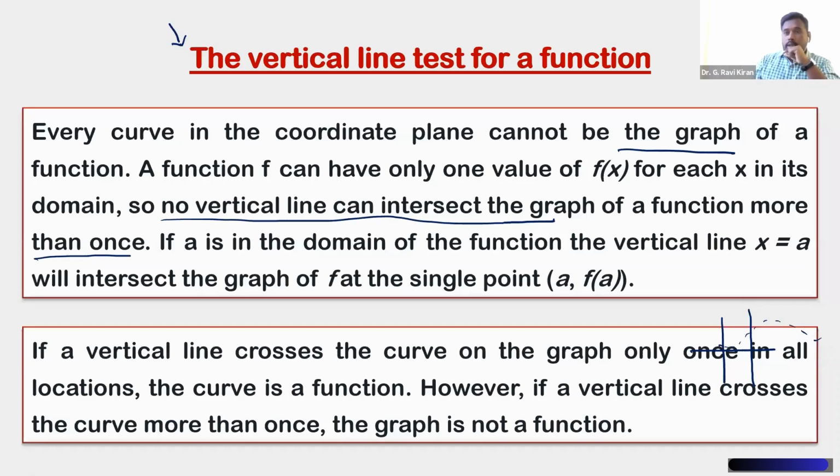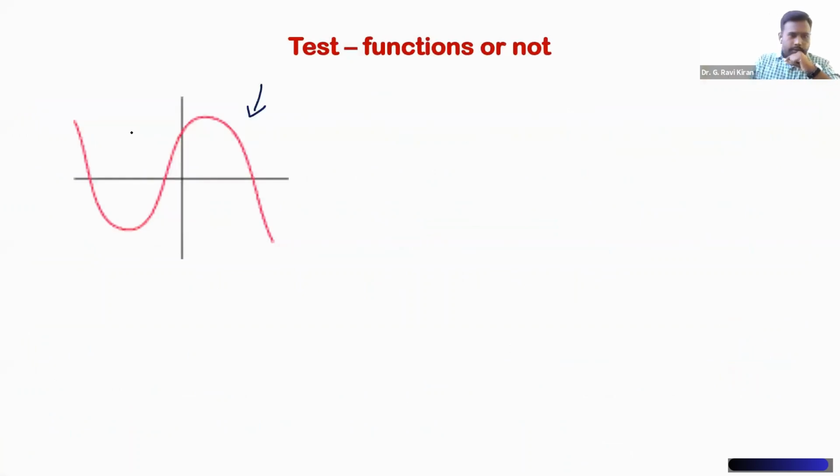In case any vertical line crosses the graph at more than one location, then you cannot take it as a function. Now let us take a few examples and try to identify whether they are functions or not. Look at this function. We don't know what the function actually is, but I gave you the graph of this function in red color. Try to respond to me in chat whether this is a function or not. If it is a function and I draw a vertical line somewhere here, it should intersect the graph at exactly one location. Let me annotate this.